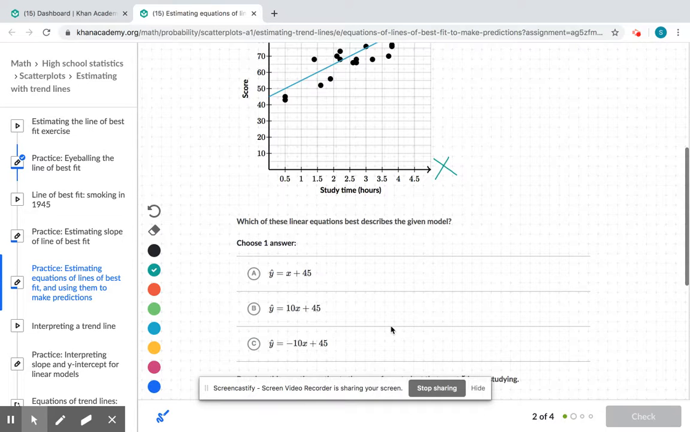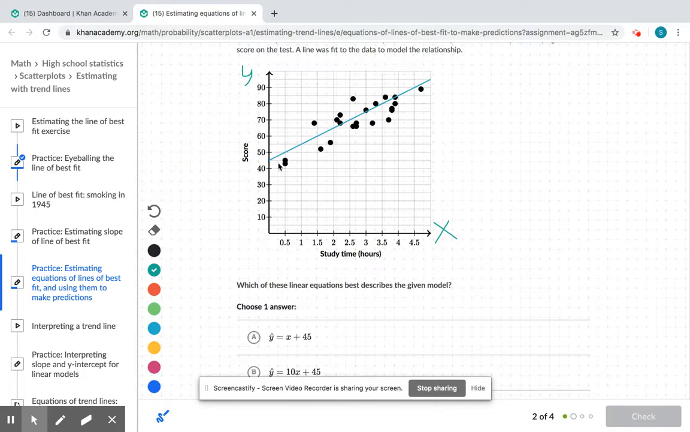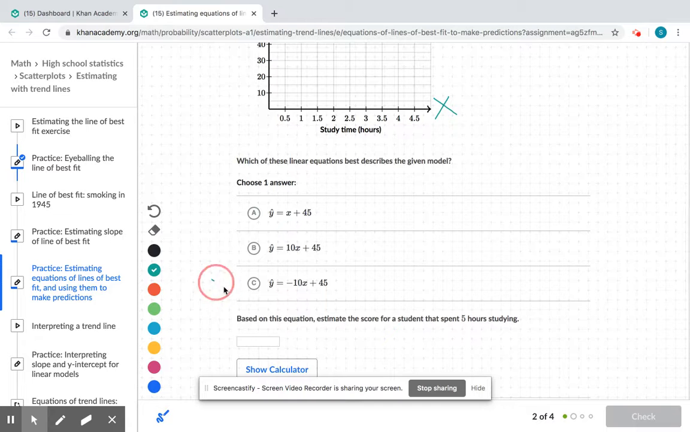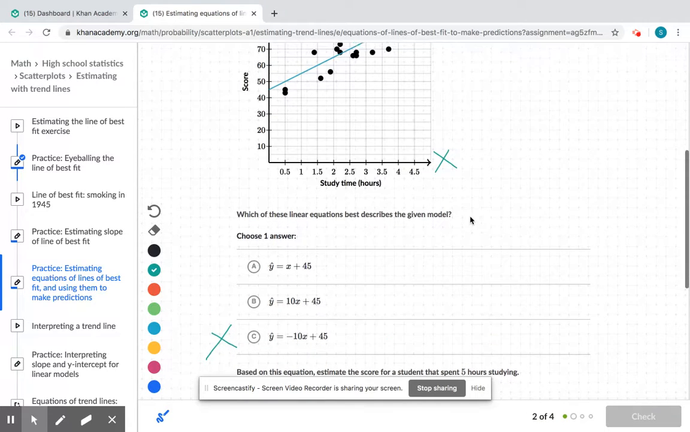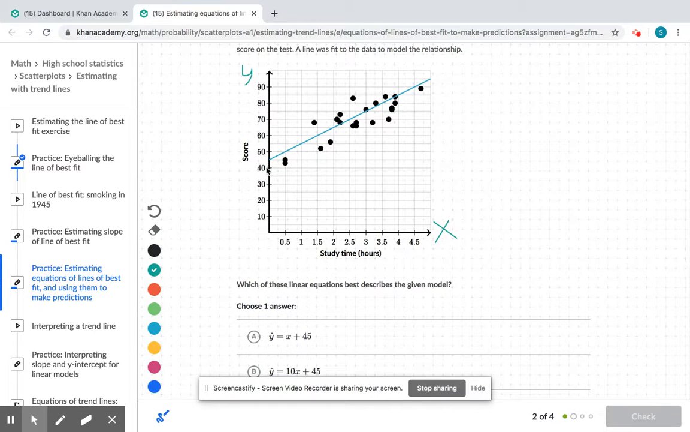So again, they want to know the equation. I know right off the bat, this is a positive slope, so I'm going to get rid of C. C is wrong because the slope's negative. So now we're down to A and B. I see my y-intercept is 45 because it crosses right here. I'm going to write my y-intercept.